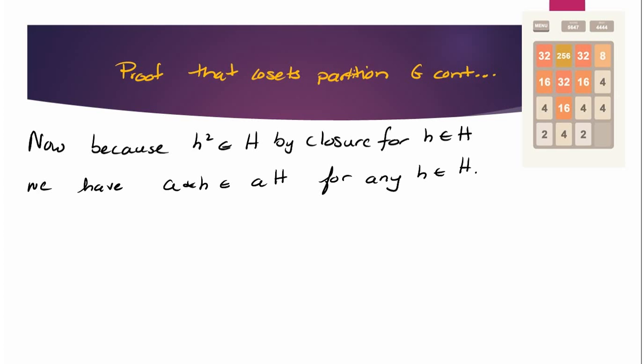Now because H is a subgroup and I take an arbitrary little h in the subgroup, h star h1 inverse belongs to the subgroup also by closure. And so therefore we have ah belongs to little a, capital H, for any h belonging to H.